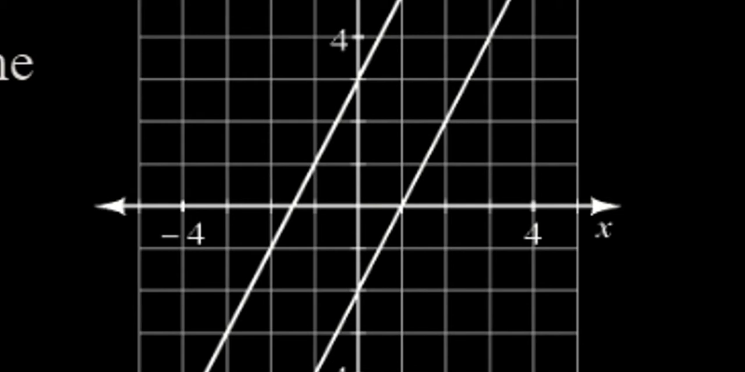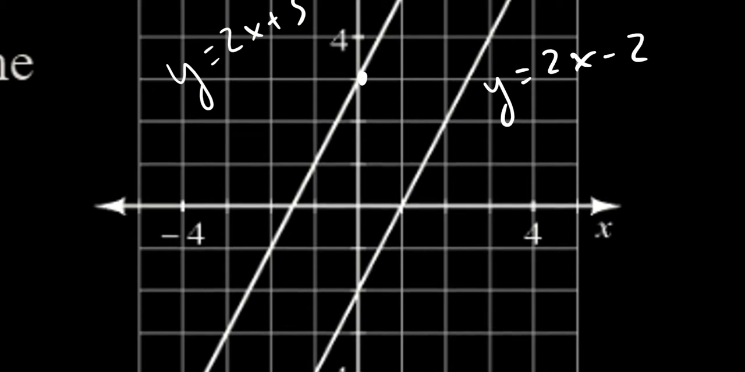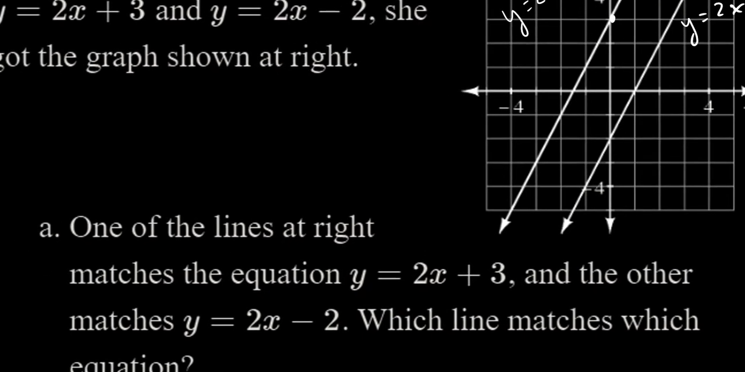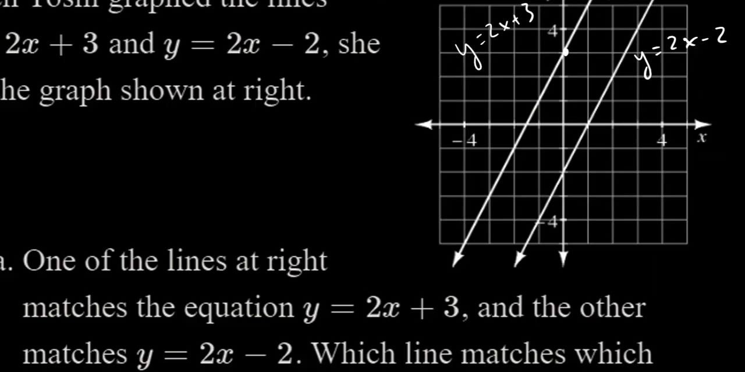This top equation has a y-intercept not at 0, not at 1, not at 2, but at 3, right? So this is the line y equals 2x plus 3. And this one has a y-intercept at negative 2. This is the line y equals 2x minus 2. So those are the two lines, and we just showed which one matches.